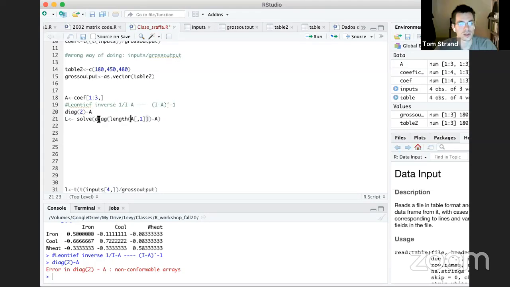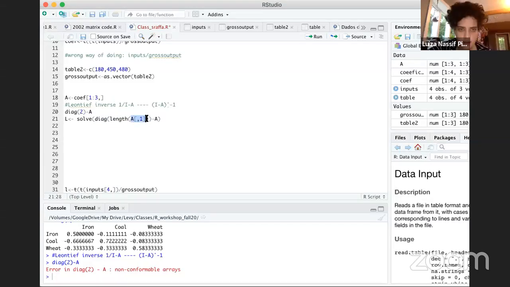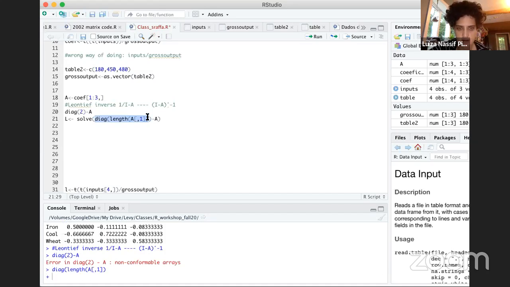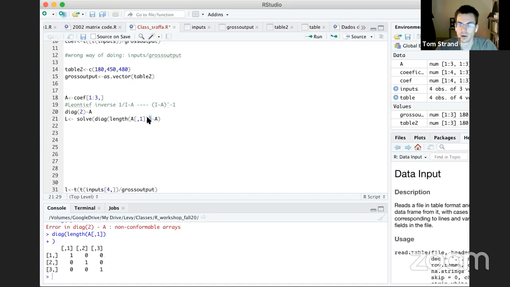Oh, sorry. When we do the diag length A, are we supposed to get a 3x3 identity matrix? No, you want to do A1. So when you do the diag length, yeah, you want to get a 3x3. What are you getting? I'm getting a 4x4.